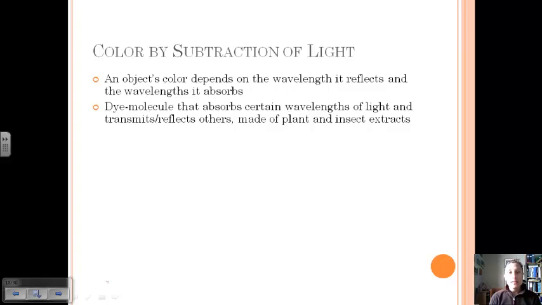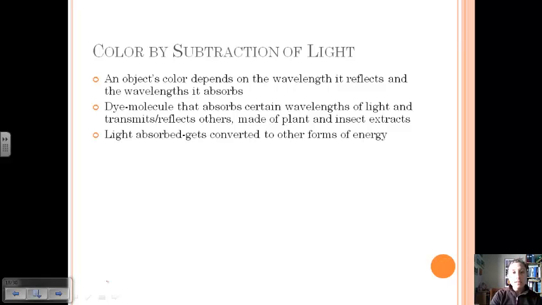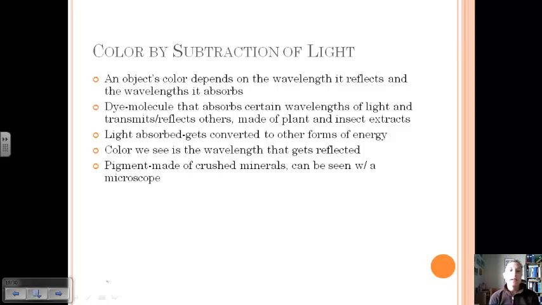These are usually made of either plant or insect extracts. The light absorbed then gets converted to other forms of energy. If we go back to the chlorophyll example, it will absorb all wavelengths of light except for green, and then those other wavelengths that are absorbed turn into chemical energy, which helps the plant convert into sugars, which then helps it grow and things like that. So that energy from the sun gets converted to other energies. The color that we see then is the wavelength that gets reflected, and we've talked about that.